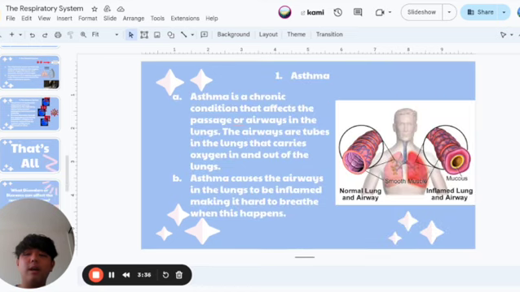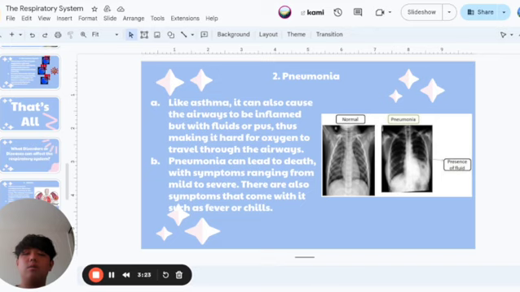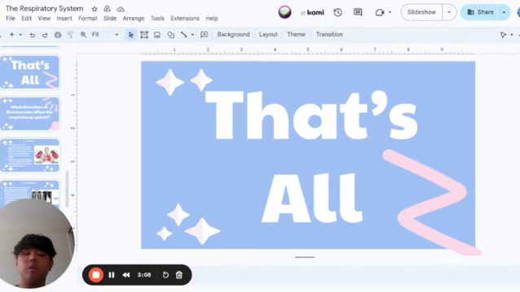1. Asthma. Asthma is a chronic disease or condition, basically meaning that it lasts for a lifetime, and it inflames the airways of the lungs, thus making it harder to breathe. 2. Pneumonia. Like asthma, it can also cause the airways to be inflamed with mucus and fluids, and also pus, making it hard for oxygen to travel. This also has symptoms along with it, such as fever or chills. That's all for my part of the presentation. Thank you.